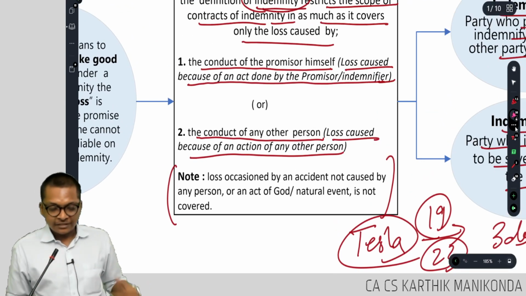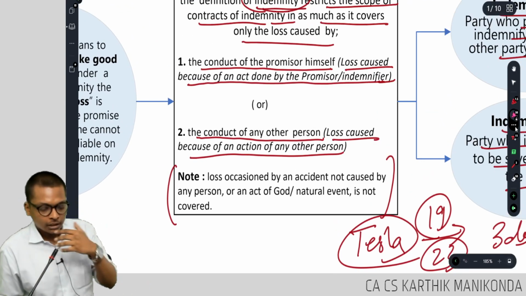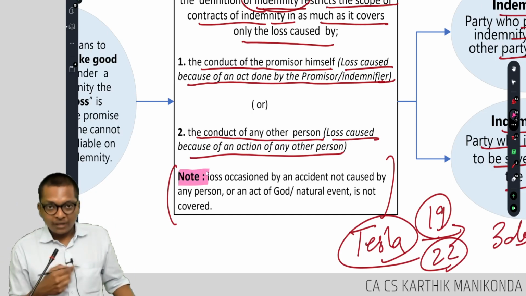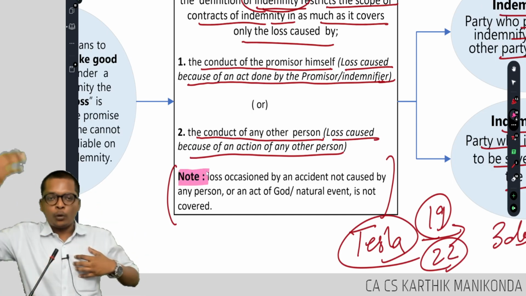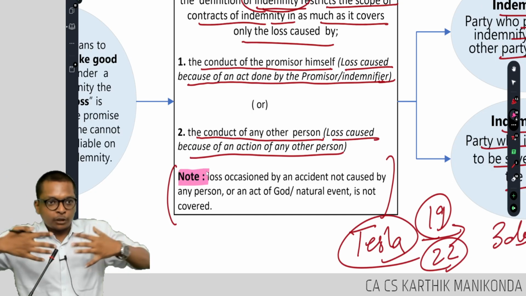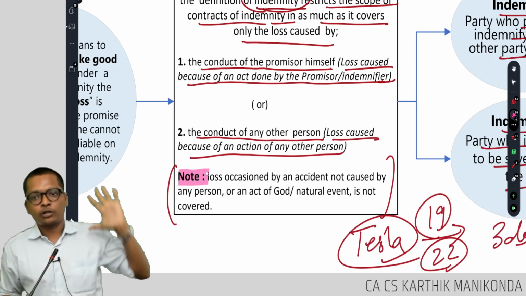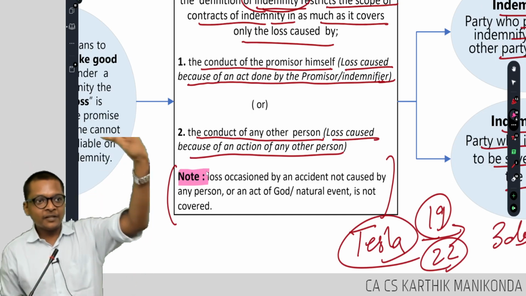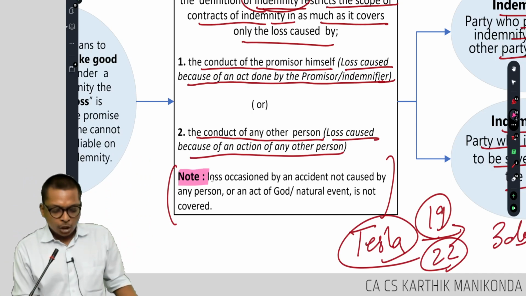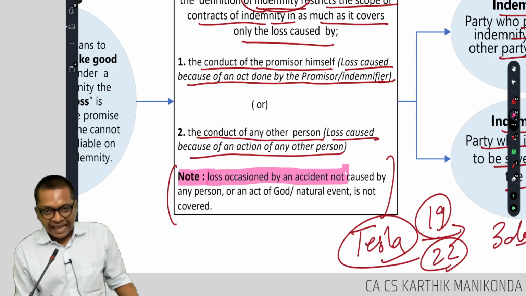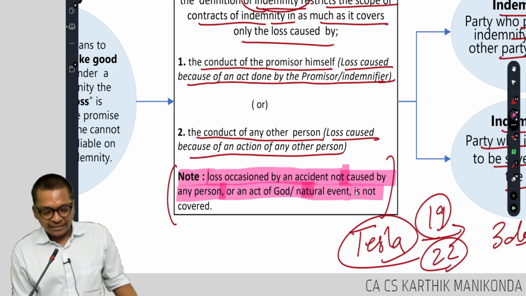If someone can try to interpret this note, what they're saying. So that means above what we have learned, if a loss is because of myself or somebody else, it's covered in contract of indemnity. Correct? Indemnifier will indemnify the loss to me. Loss occasioned by an accident, not caused by any person or an act of God, natural event is not covered.